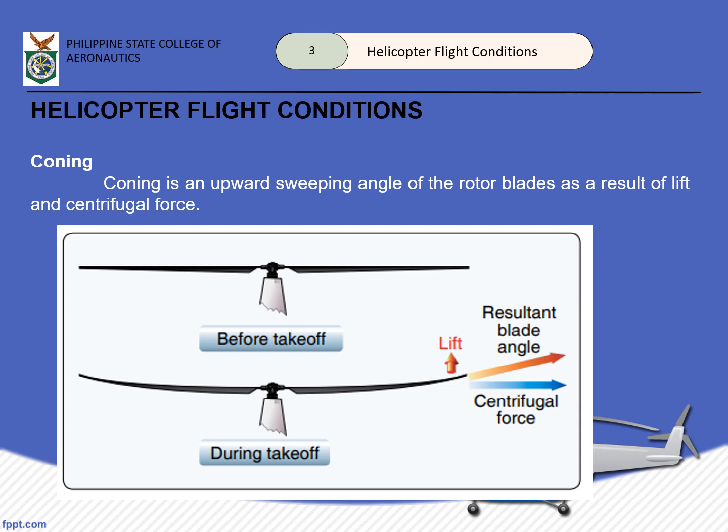So, result din siya ng lift. So, ano ba nagagawa ng lift? So, lift would make the blades move upward kasi nga upward component siya. So, together, itong dalawang forces na ito, as you may see in the photo, this would result in the process of coning.